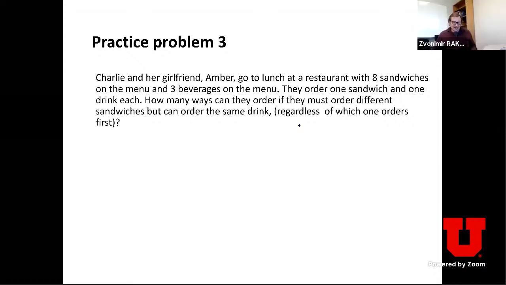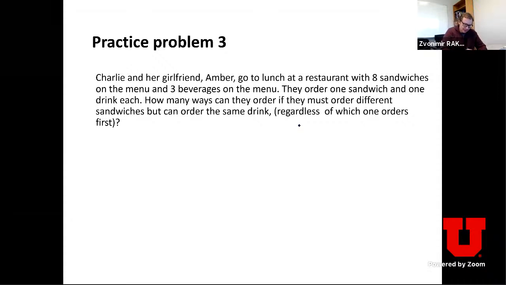Okay, welcome back, everyone. I hope you managed to get some traction on this problem, and let's now look at how we will go about solving it. We can split this into first computing the number of ways that they can order sandwiches, and then computing the number of ways they can order drinks. And then we use the rule of products to multiply these.